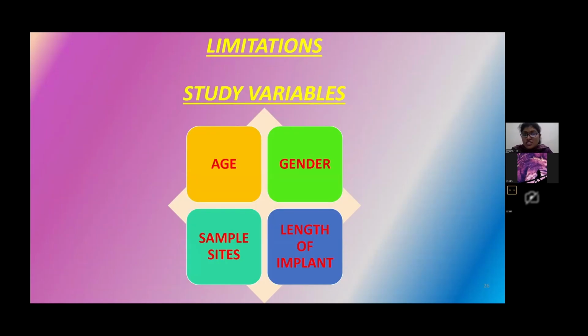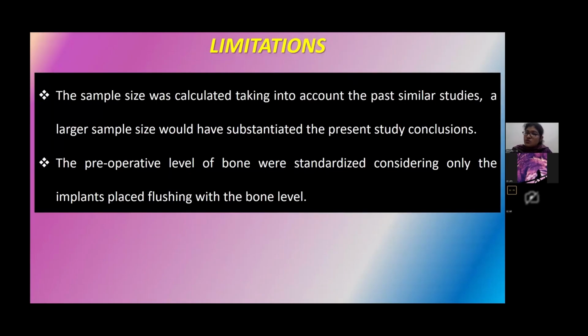So there are some limitations to the study. First, the study variables like age, gender, sample size, and the length of the implant. Also, the sample size was calculated using past similar studies, so a larger sample size would have substantiated the present study conclusions. And the preoperative level of the bone was standardized by using only implants placed flush with the bone level.